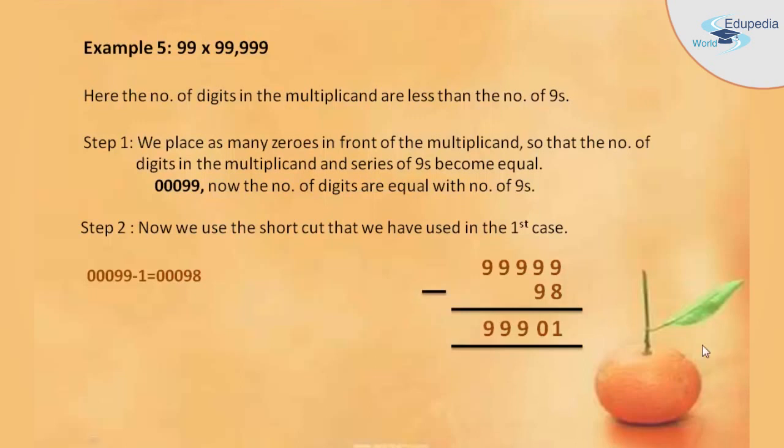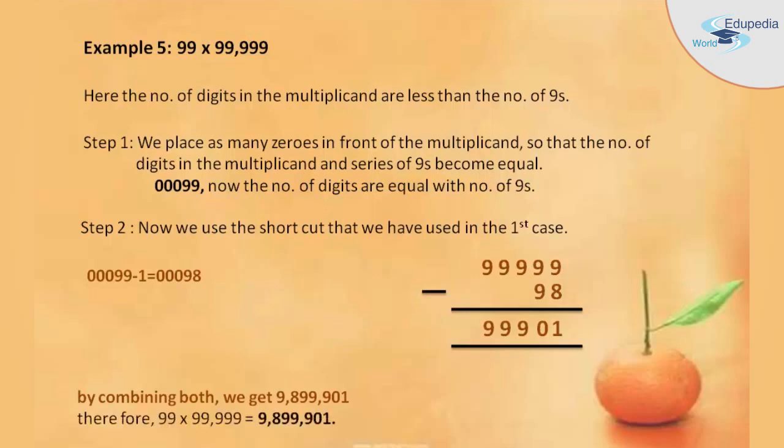By combining the differences from step number 1 and step number 2 of case number 1 shortcut, we get the final answer as 9,899,901. So we can say that 99 into 99,999 is equal to 9,899,901. This is the way we can use case number 2 shortcut when the number of digits in the multiplicand is less than the number of 9s.